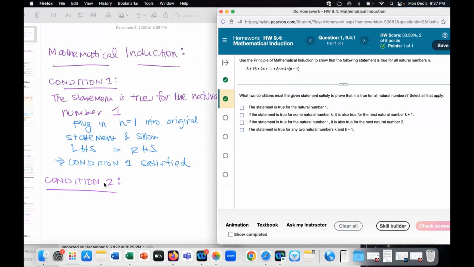What we're doing here is we're going to say, I'm going to pick an arbitrary natural number k. I'm going to assume that is true. And so once we do that, then we want to use that so that if it's true for some natural number k, we can show it is also true for k plus 1. Okay?